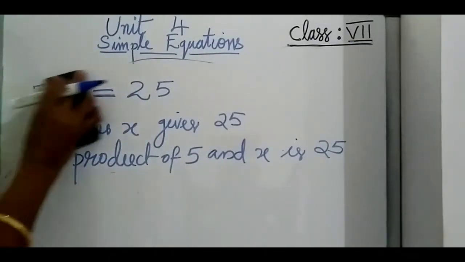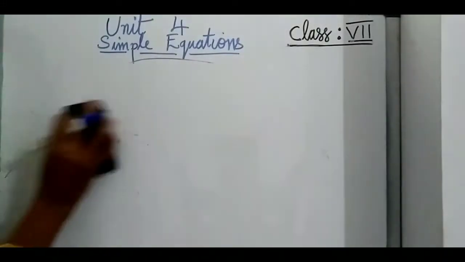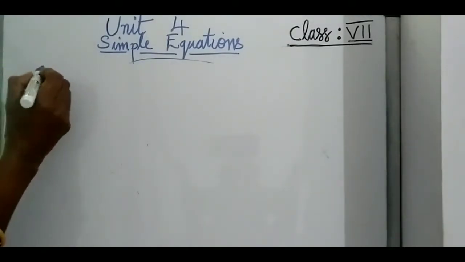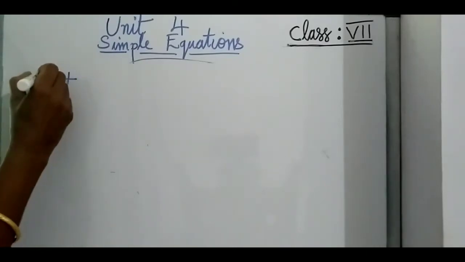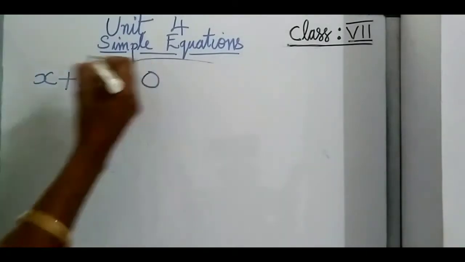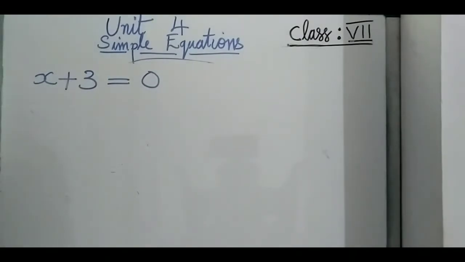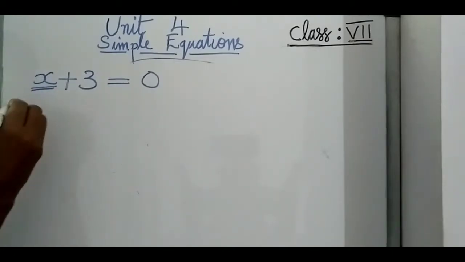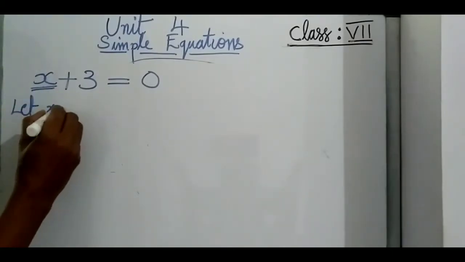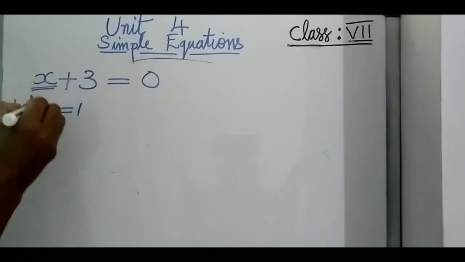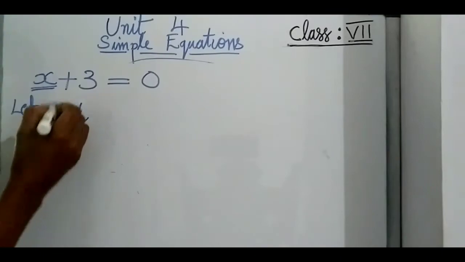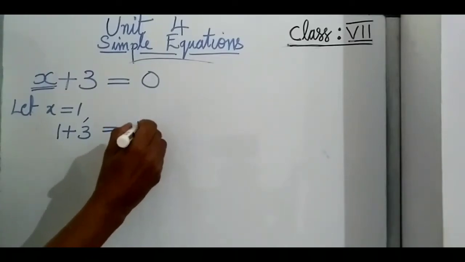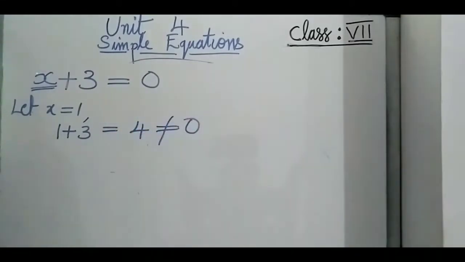Then, the next one. An equation: x plus 3 equal to 0. If we give a value of x, let x equal 1. I substitute the value 1 instead of x. So, how does the equation change? 1 plus 3 equals 4. This is not equal to 0.